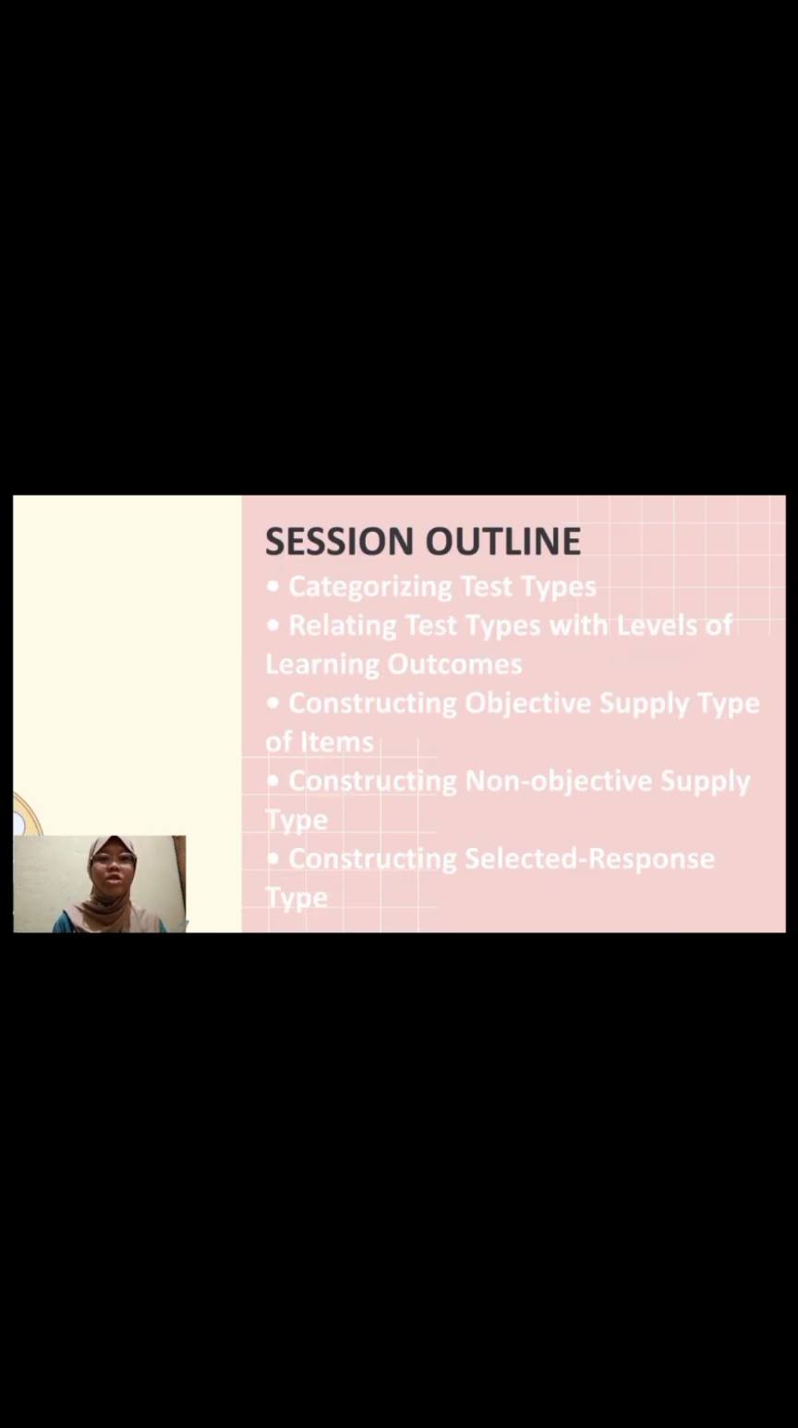So we have our session outline. First, categorizing test types. Second, relating test types with levels of learning outcomes. Third, constructing objective supply type of items. Fourth, constructing non-objective supply type. And fifth, constructing selected response type. In this video, we are going to tackle only the first two: categorizing test types and relating test types with levels of learning outcomes.